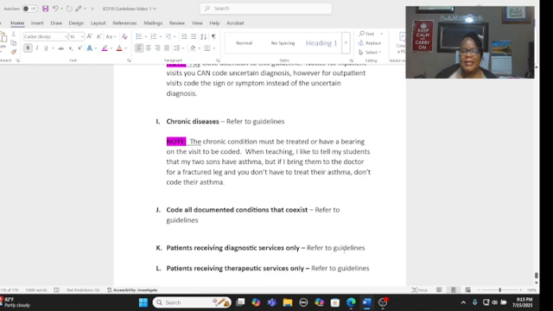Straight from the guidelines. L, patients receiving therapeutic services only. Now notice one is to determine. Diagnostic, you're trying to determine the diagnoses. Where therapeutic, you already know the diagnoses and you're treating it. So L is saying patients receiving therapeutic services only. So let's look at L.